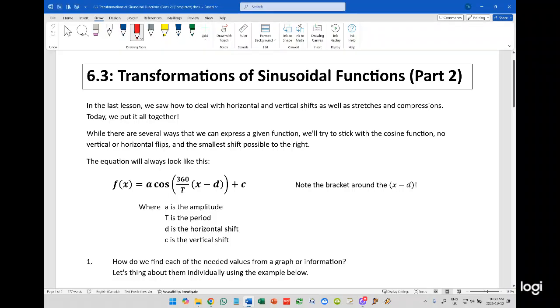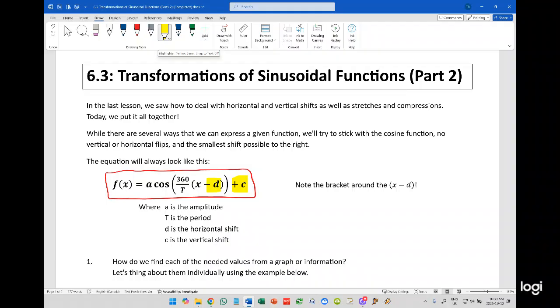So this wonderful equation here is what all of our trig modeling will look like. And each of the pieces we've dealt with independently. We've just never put all four together at the same time. So the first thing we looked at was moving up and down. That was the plus C. Sorry, plus C. The minus D part was the moving left to right.